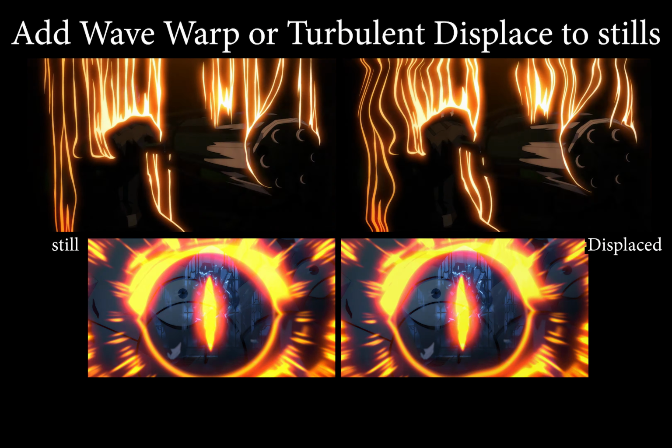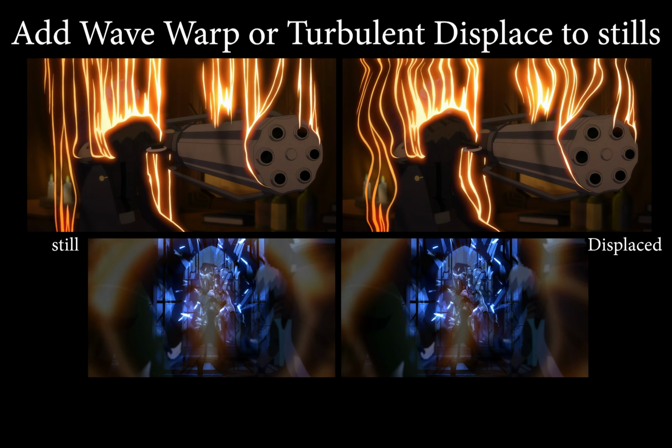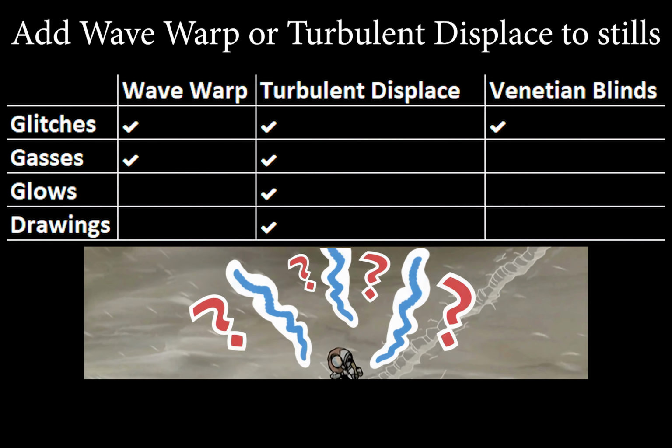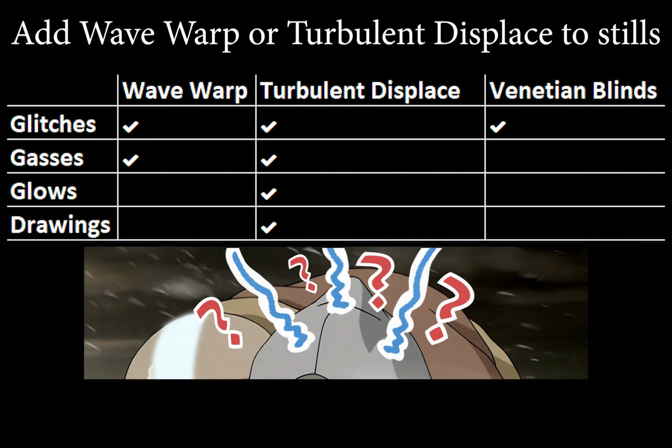My last tip before I close out the video: are you using a still image for an overlay and it's just too still? Try adding a wave warp effect. This is useful for glitches, gases, glows, and sometimes making things look drawn.